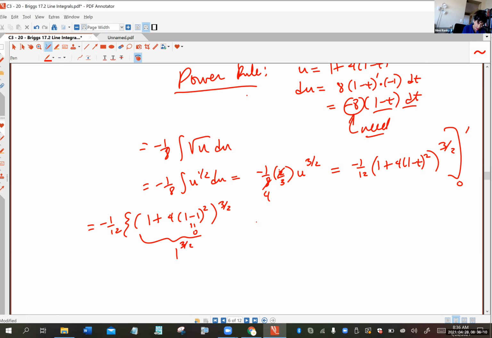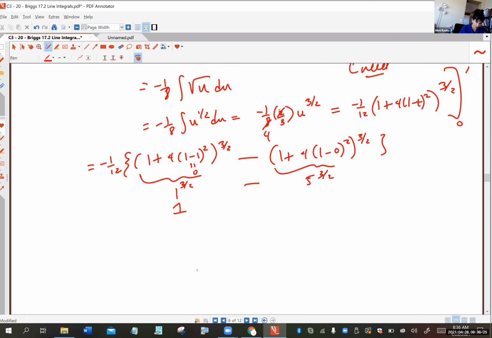Which is 1. Minus, and then when we substitute in the lower limit, which is 0, we're going to get, well, that's not too nice, but it's 5 to the 3/2. Okay, fine. And this is just 1 here. So, it's not a really nice number, but it's good enough for government work.